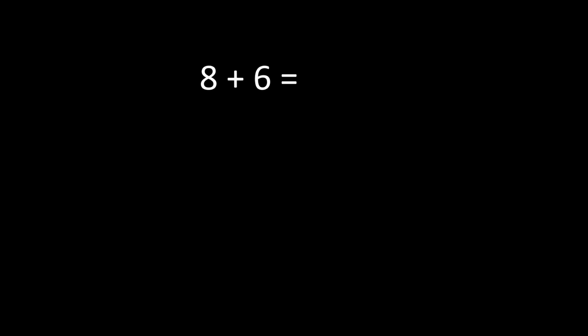Let's start with adding integers with the same sign. Here we have positive 8 plus positive 6. And if it looks like a problem that you've been doing since you first learned how to add, go ahead and just add these numbers together. Positive 8 plus positive 6, 8 plus 6 is 14.